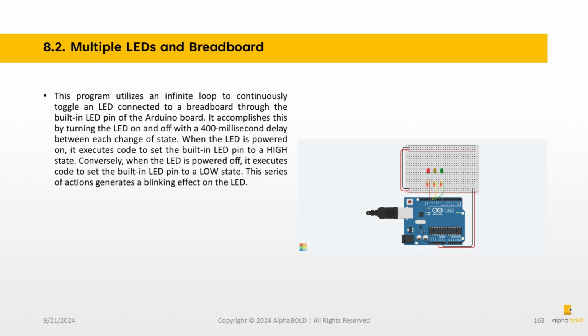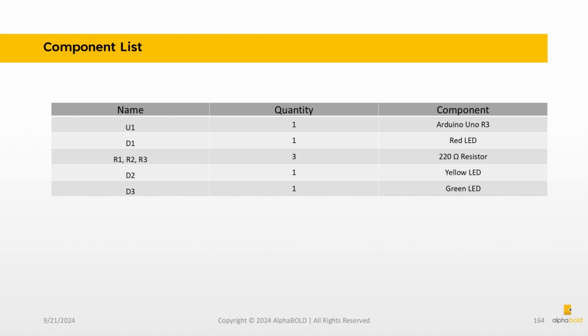When the LED is turned on, the set built-in LED to high block is executed, and when it's turned off, the set built-in LED to low block is executed. The wait 1 secs block causes the program to pause for 1 second before executing the next block. This creates a blinking effect on the LED. This circuit requires one Arduino Uno, 3 LEDs, and 3 220 ohm resistors.